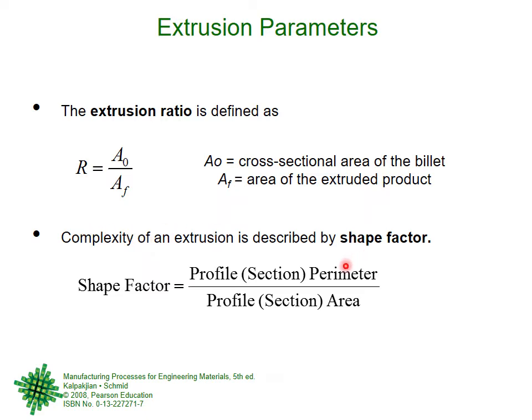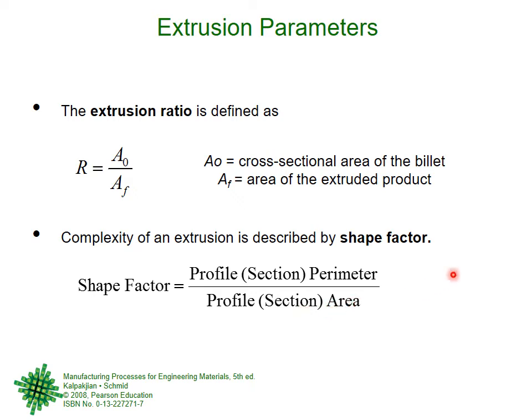So shape factor is the profile perimeter or the section perimeter. After extrusion, whatever shape you have, you take the perimeter, just the perimeter. If it is solid round, then this circumference is the perimeter, right? If it is a square, then the length of the square is the perimeter. So it is the profile or the section perimeter divided by the profile or the section area.